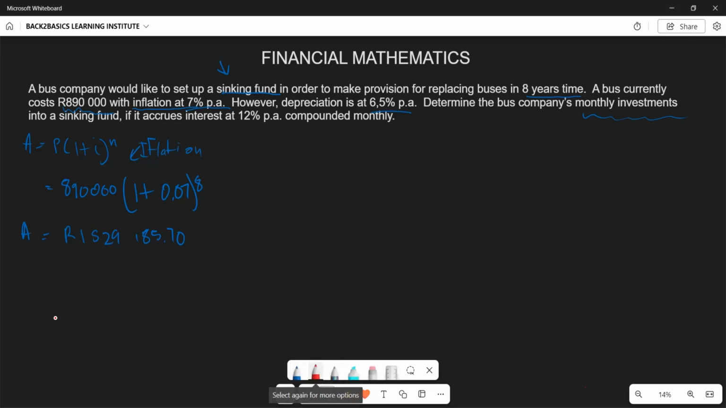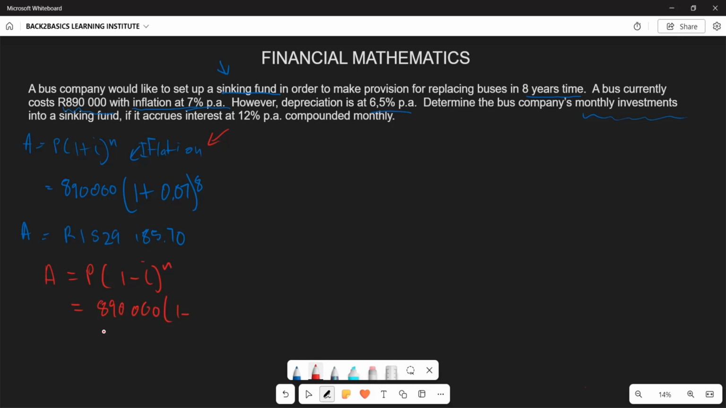Secondly, we can calculate its depreciation value, because we already have its inflation value there. Now we can go to depreciation. Remember, the formula for depreciation is A = P(1 - i)^n. This is also called the reducing balance method. We have the principal amount, which is 890,000, multiplied by 1 minus your interest.